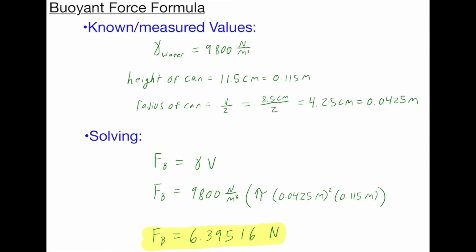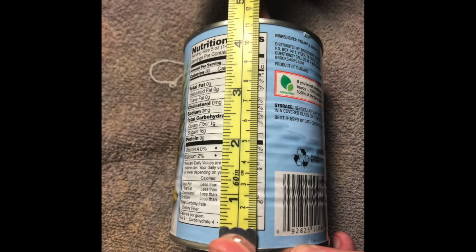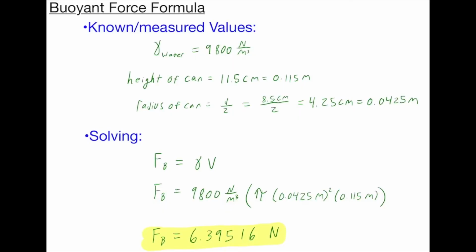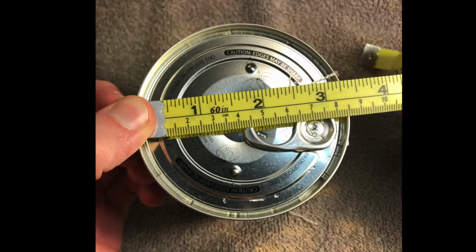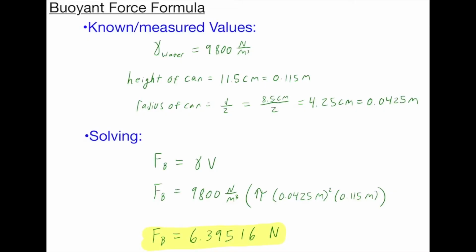Known and measured values are the specific weight of water, equal to 9,800 newtons per meter cubed. I found the height of the can to be 11.5 centimeters and converted it to 0.115 meters. The radius of the can is equal to the diameter divided by 2. I found the diameter to be equal to 8.5 centimeters, divided that by 2, and it came out to be 4.25 centimeters, which is then converted to 0.0425 meters.